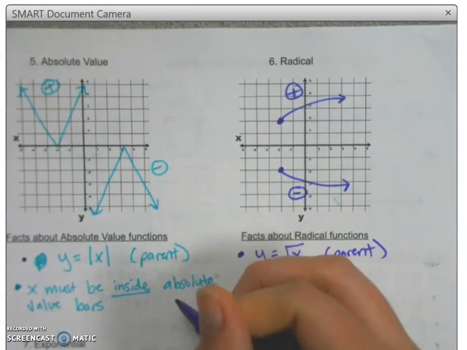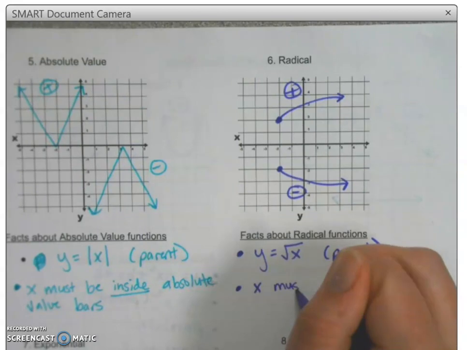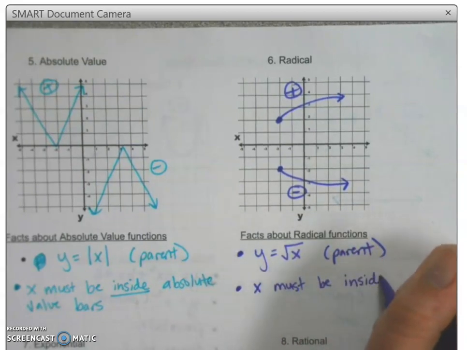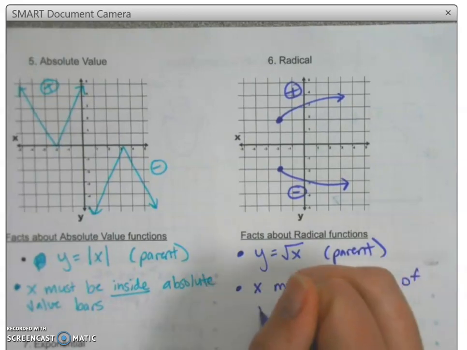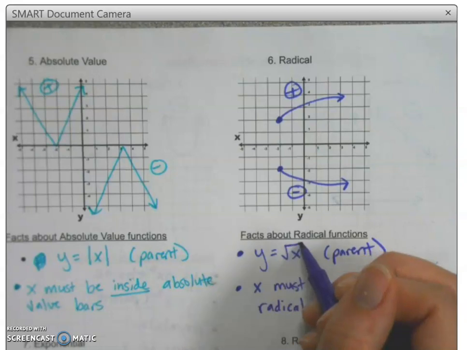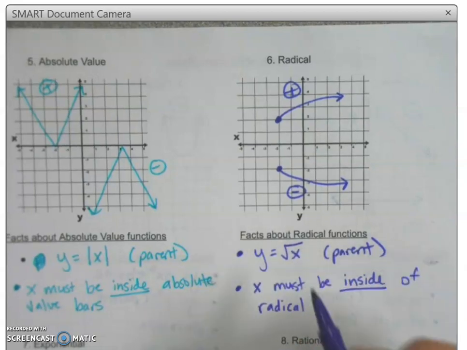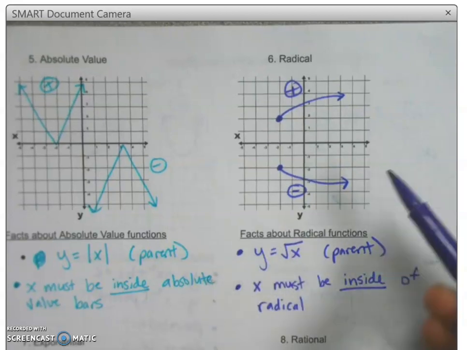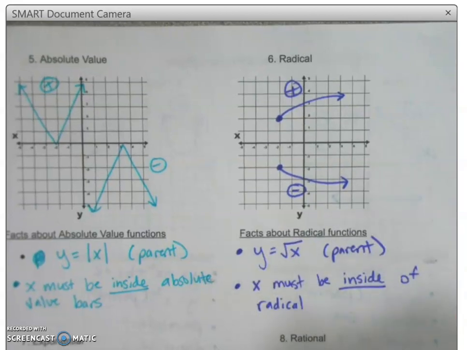And just like absolute value, x must be inside of radical. Okay, this little check mark looking thing, you know it as a square root, is called a radical. But remember, if there's like a little 3 here, that's a cube root, or a 4, that's a fourth root. You can have multiple roots, so we call it a radical.